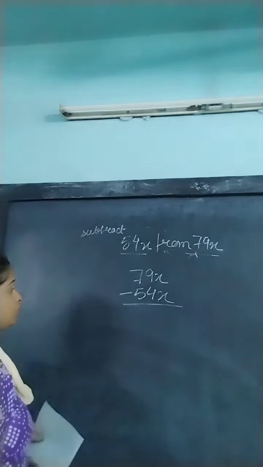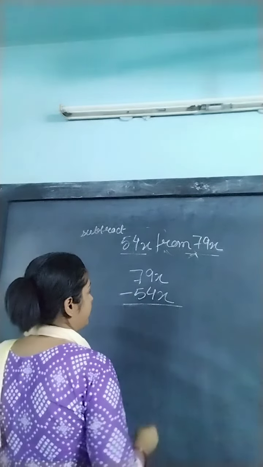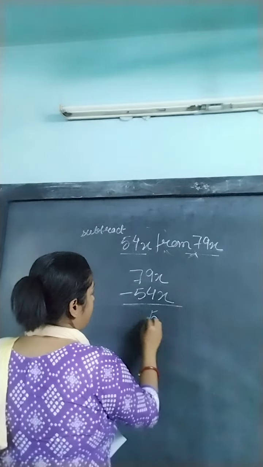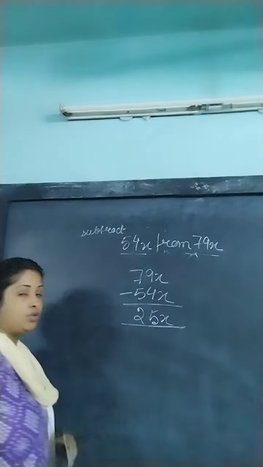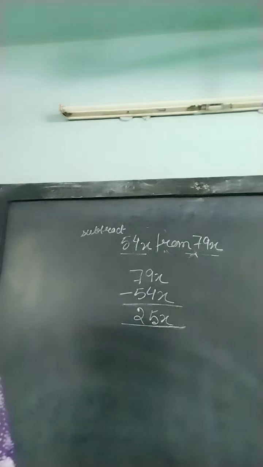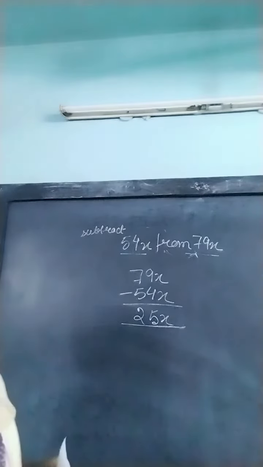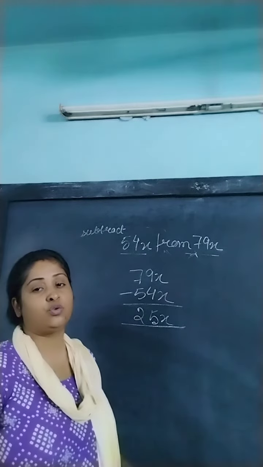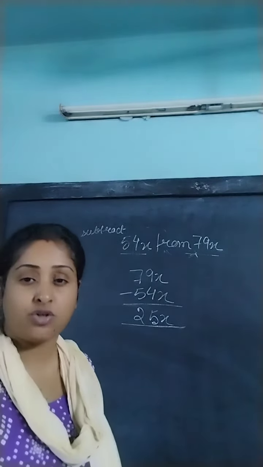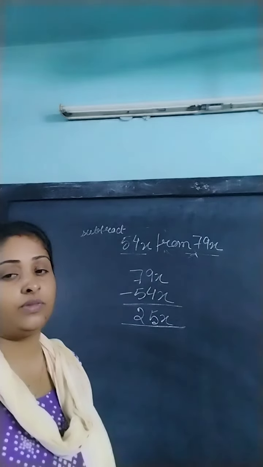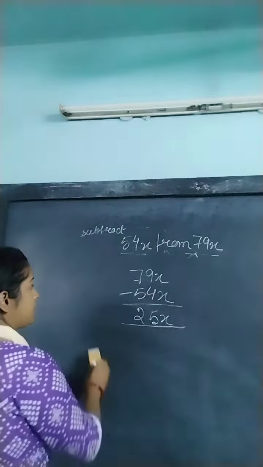So let's do the subtraction. 79x minus 54x gives you 25x. This is how you will do the subtraction. In this way, different forms of numbers will be given to you, either positive or negative, but this is the rule. The latter must be written first and the former must be subtracted or taken out from the latter one, just the way I have done. Now I am showing you different sums related to this.